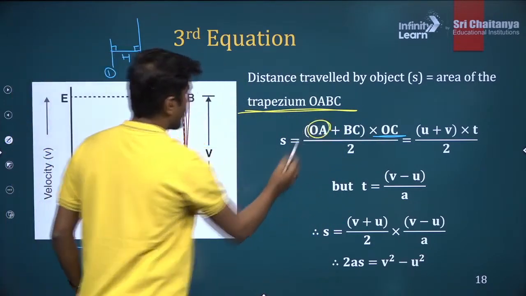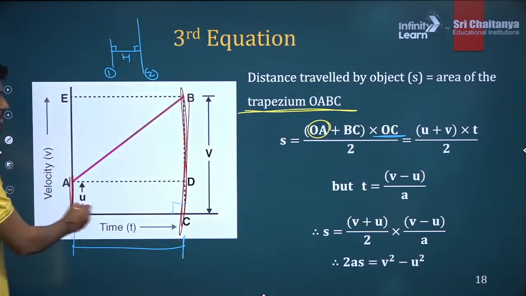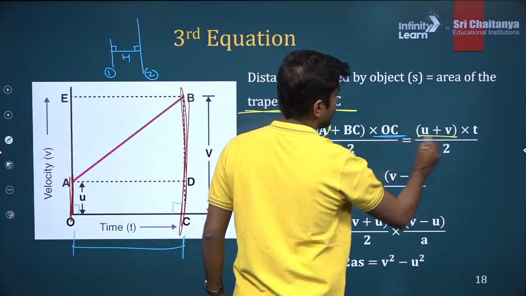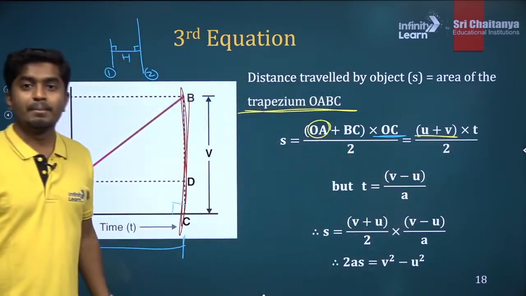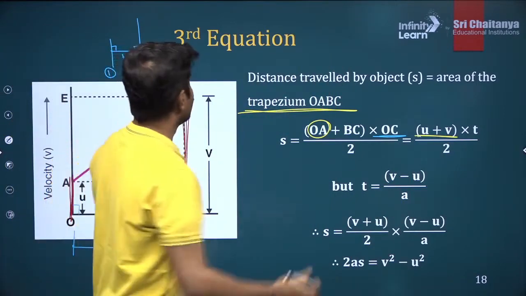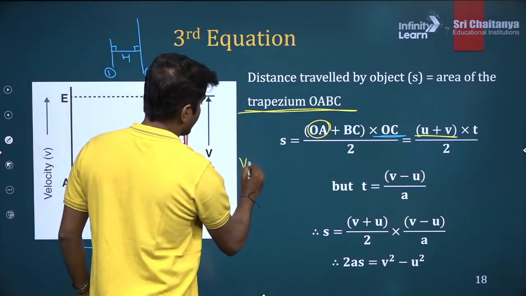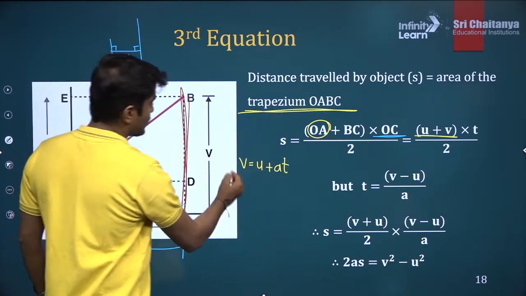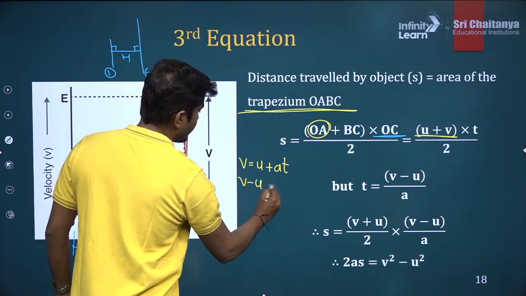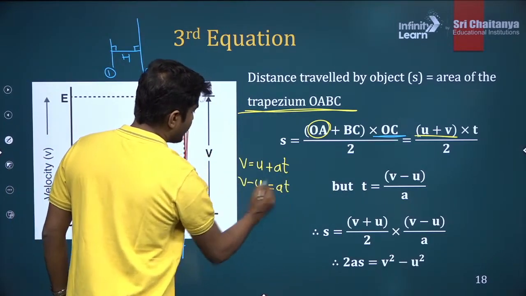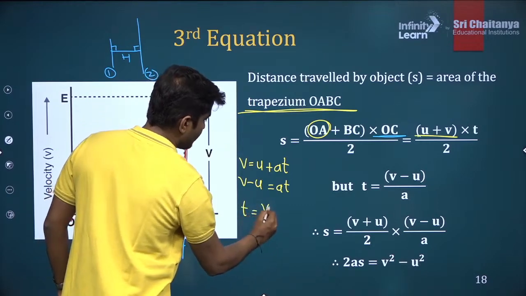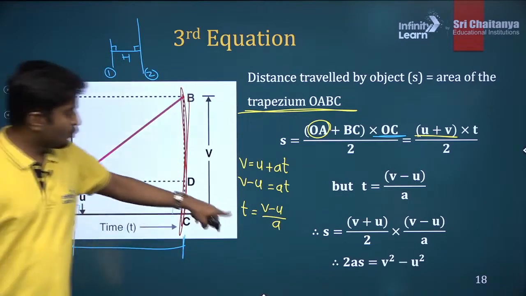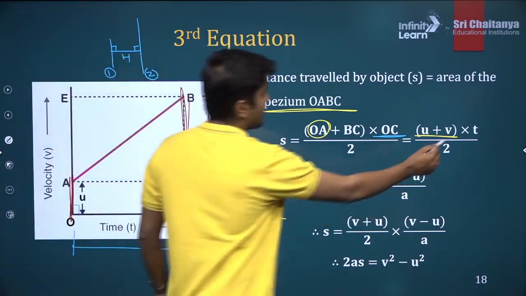So now substitute the values. What is OA? OA is this length which is initial velocity U. What is CB or BC? It is V. So U plus V multiplied by time. But now do you remember the first equation? First equation says V is equal to U plus AT. Now take the U to the other side. So V minus U is equal to AT. So from here time T is equal to V minus U divided by acceleration.